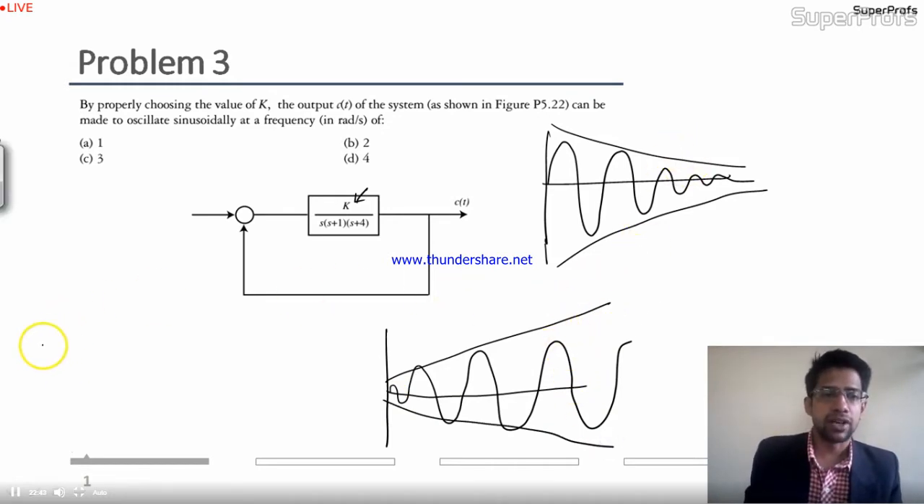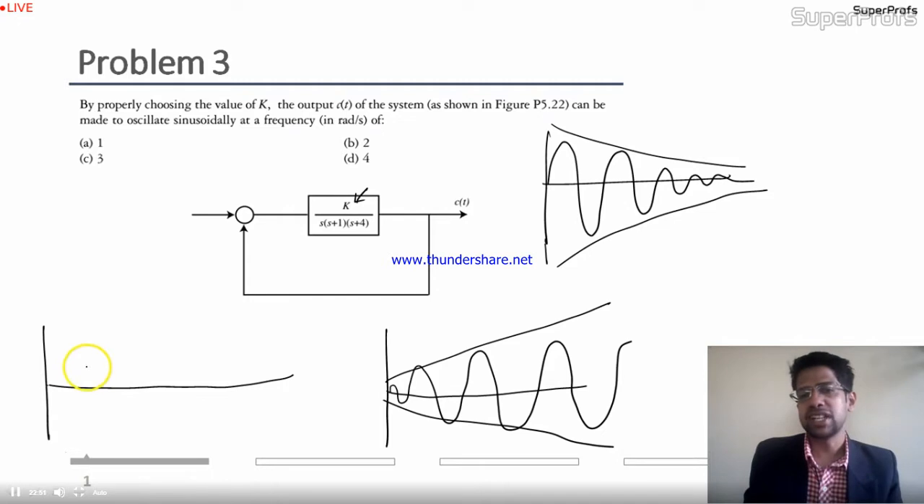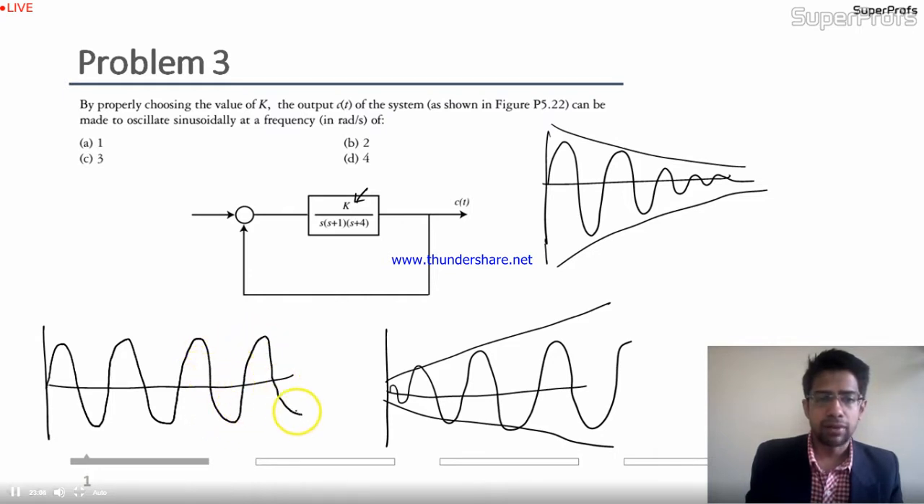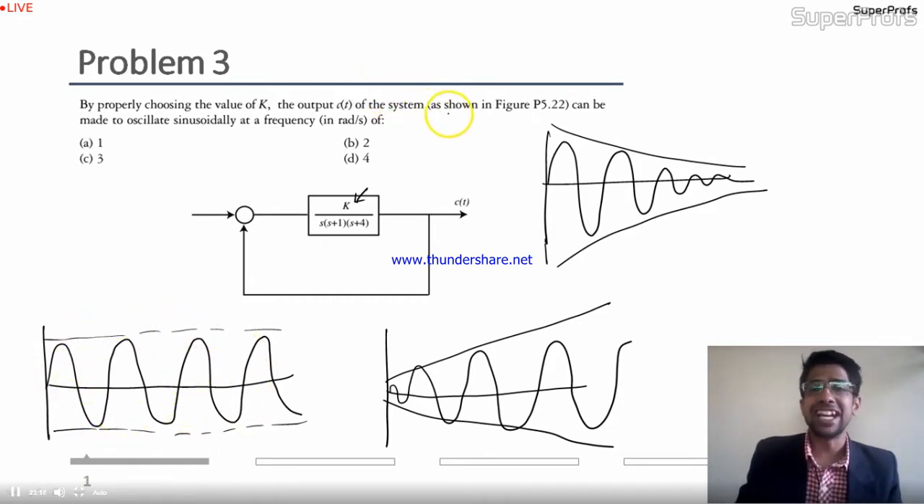And the third kind of system would be, as this is second order, this will keep oscillating, either stable, unstable, or critically stable. In critically stable, we will get the same magnitude throughout. And we are interested in finding out the frequency when the system is critically stable. So that's what this problem intends to ask.